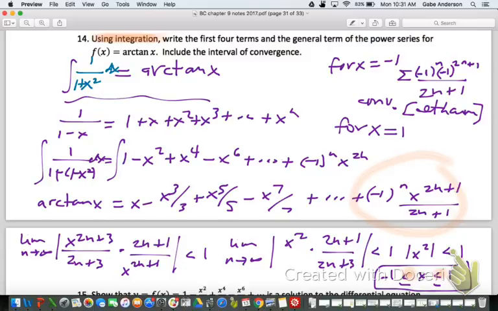So this follows the pattern that we talked about in regard to when you take series and you manipulate them, whether it's a little bit or a lot.